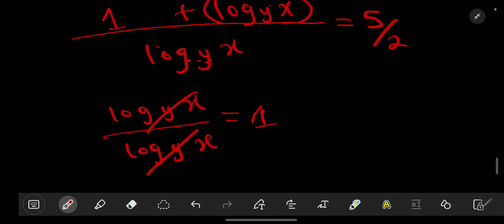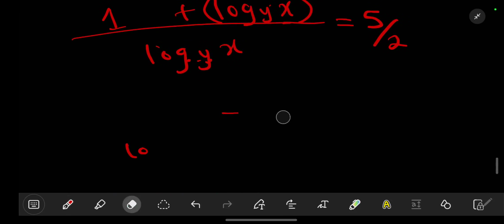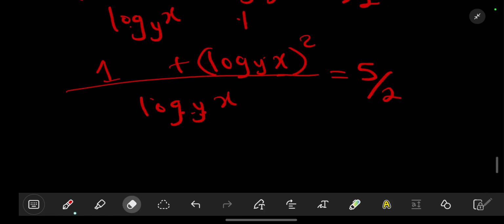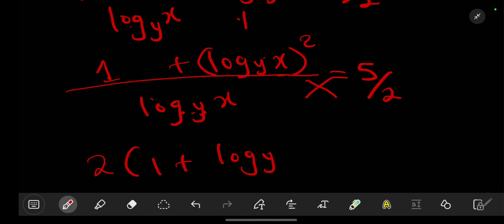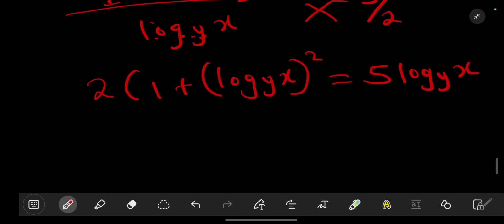Then from there, what we are going to do is cross multiply. So 2 will multiply everything there. So we have 1 plus the log of x base y, squared, should be equal to 5 times the log of this. It is 5 log of x of y like that.